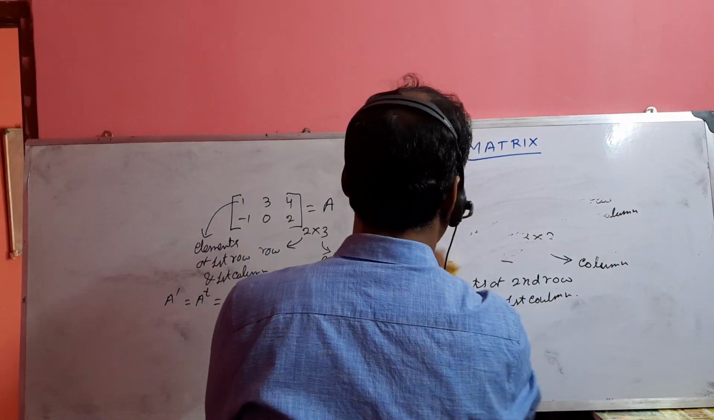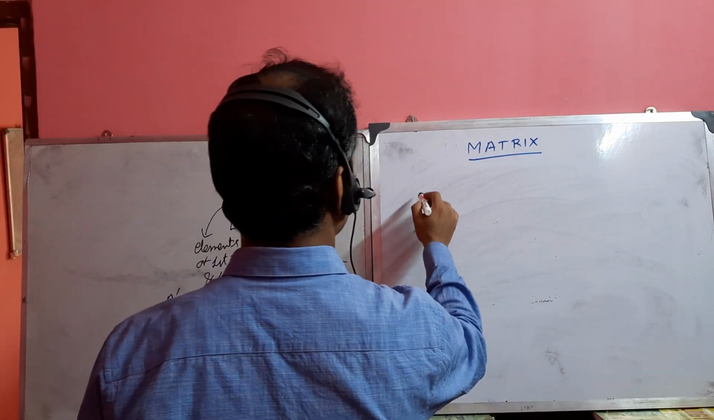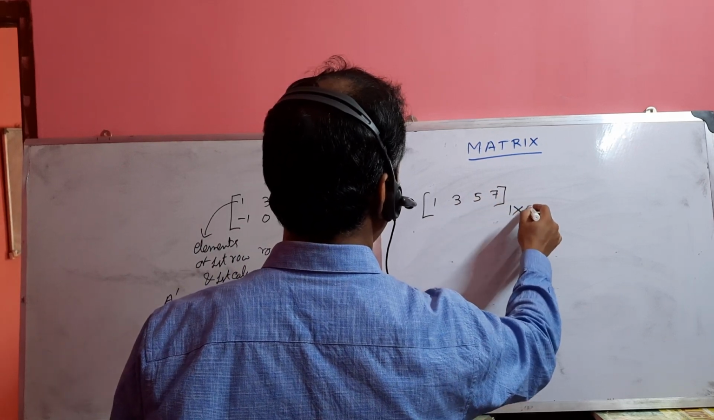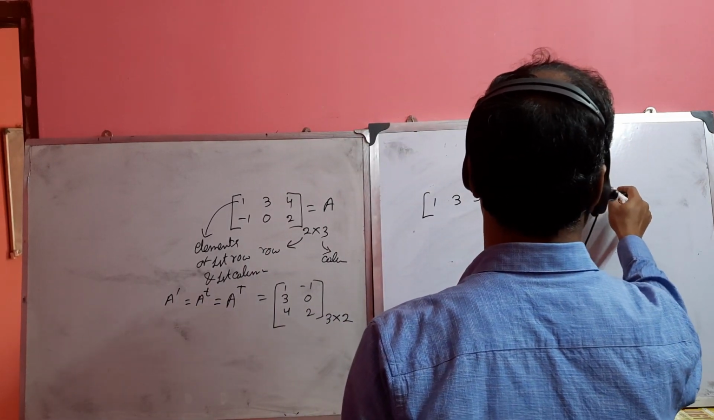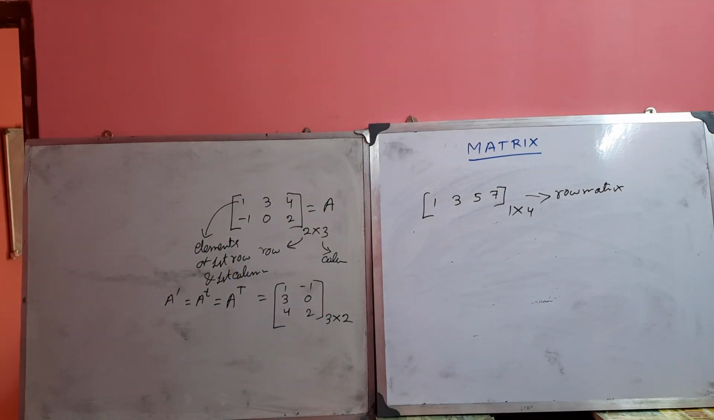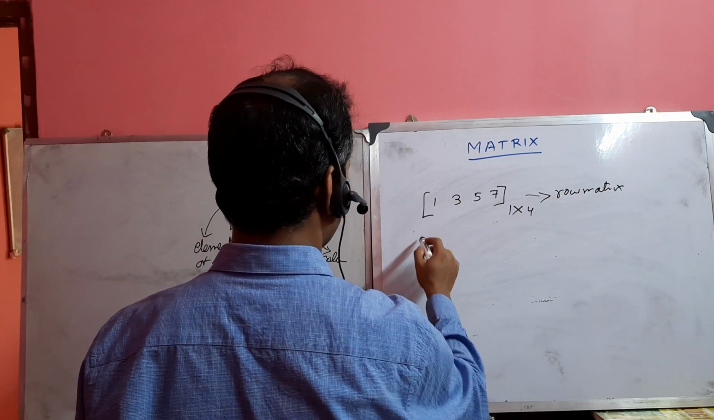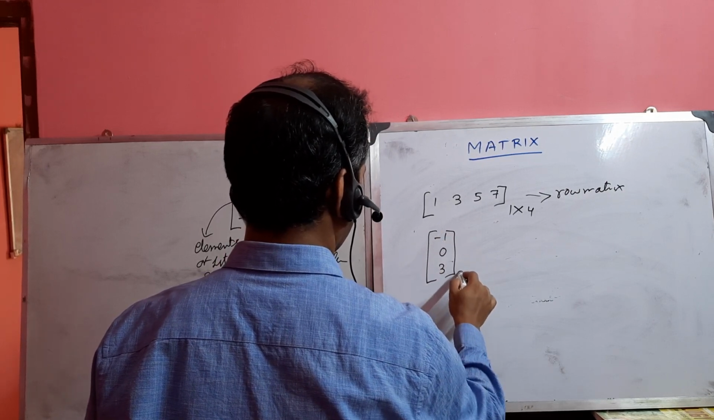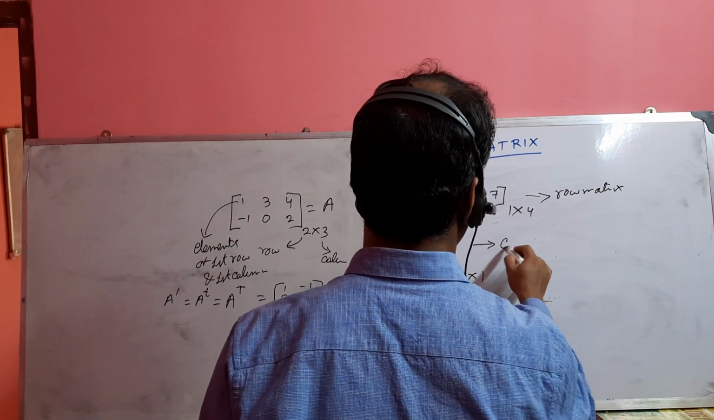For row matrices, there is only one row: 1 3 5 7. This one is one row and 4 columns. This is a row matrix. And the next, column matrix. Here there is only one column: minus 1 0 3, 3 rows and 1 column. This is a column matrix.